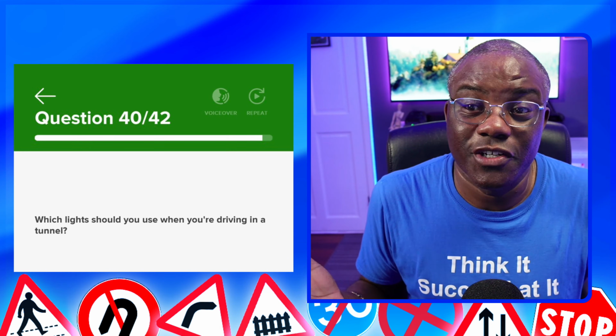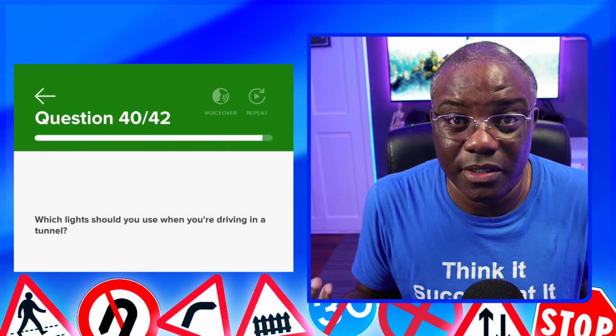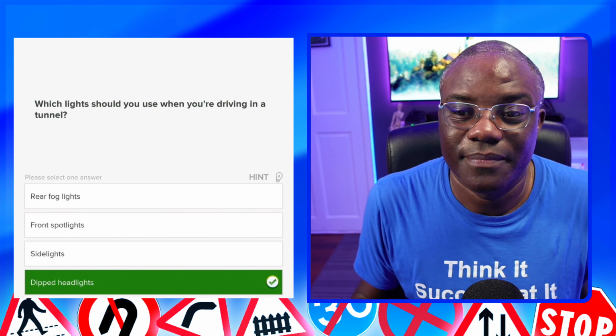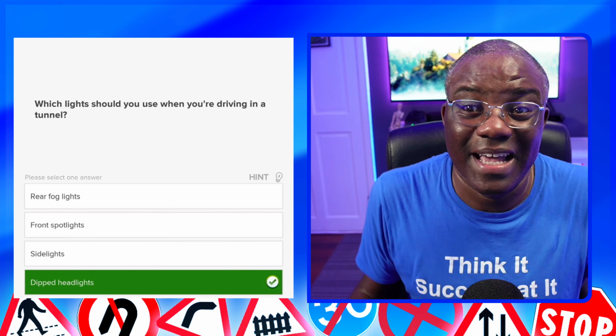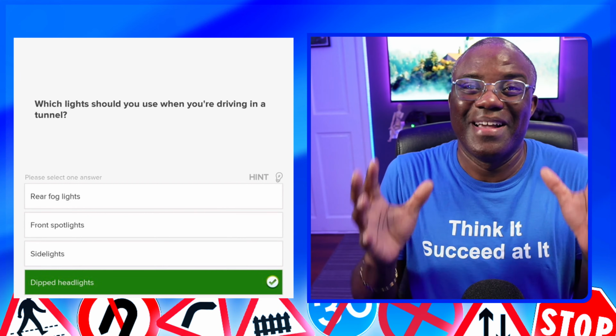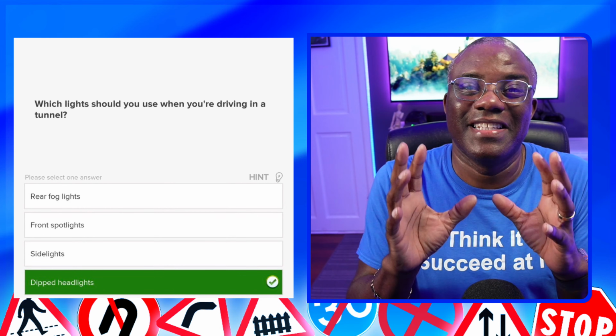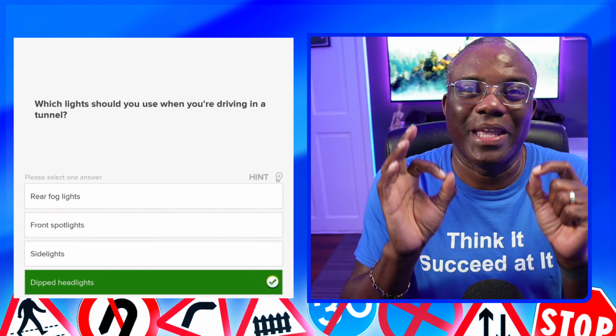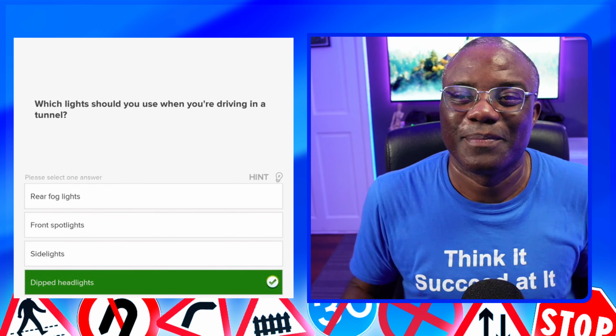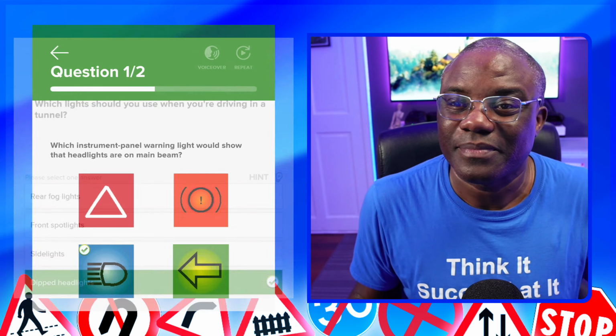No added information. You're driving normally, it's in a tunnel, tunnels are dark. Guess what? Dipped headlights. Simple as that. I can't make it any more simple. Simple question when it comes to lights and you're driving. Nothing major added in. It's going to be dipped. That's the way it is.